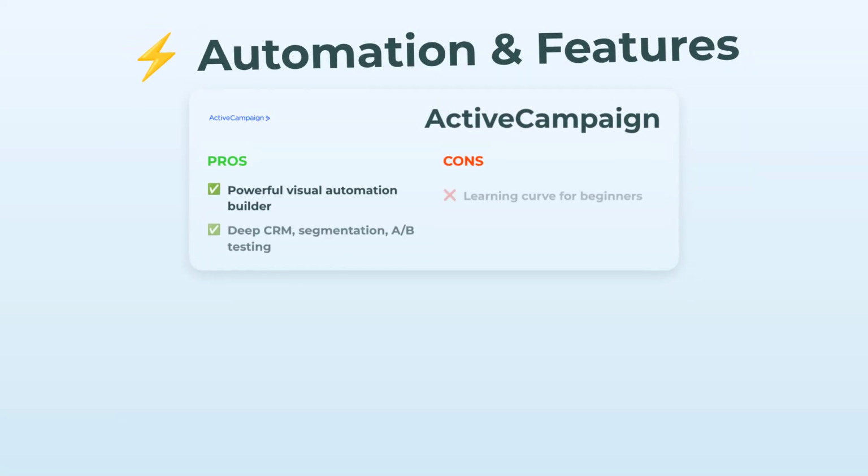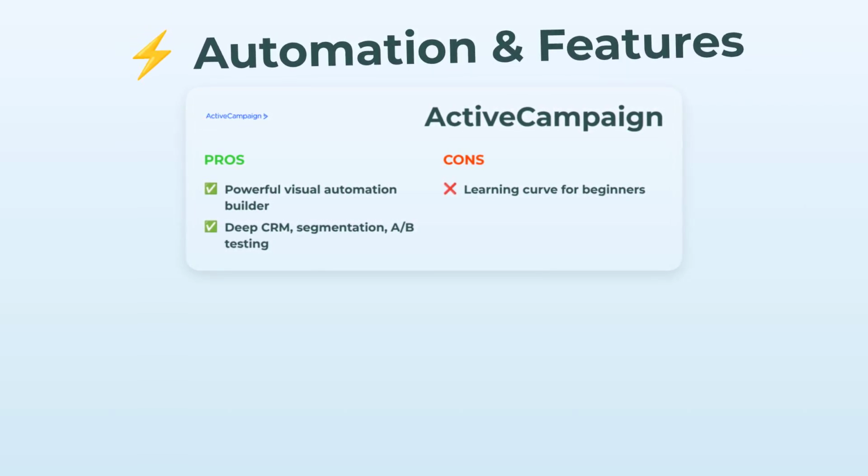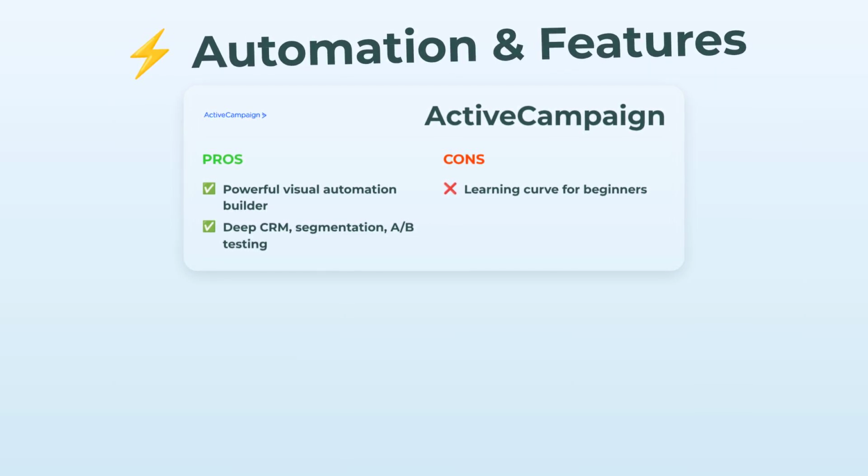Moving on. Automation and features. ActiveCampaign is an absolute beast here. You get this crazy visual automation builder, super deep segmentation, and all kinds of A/B testing. It's one of those tools people rave about once they get the hang of it. Downside? Bit of a learning curve for beginners.